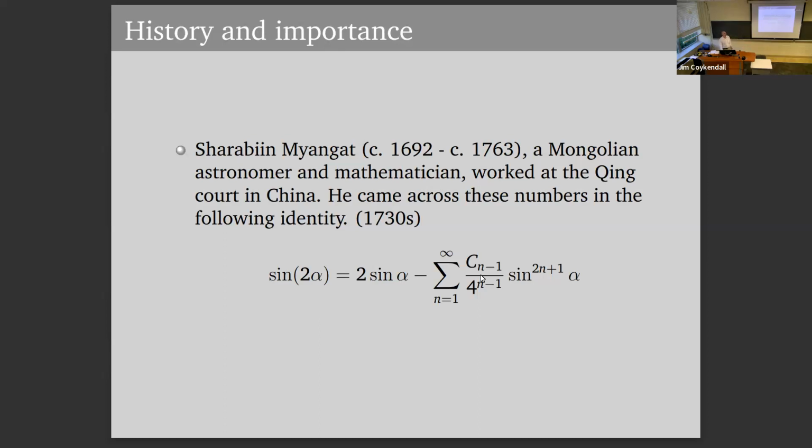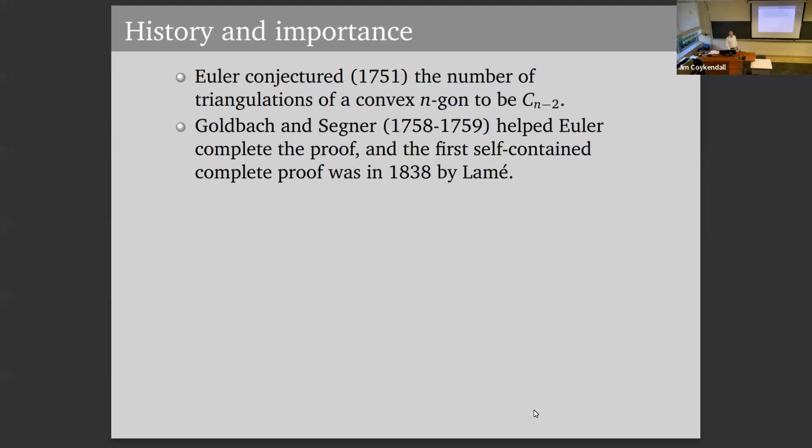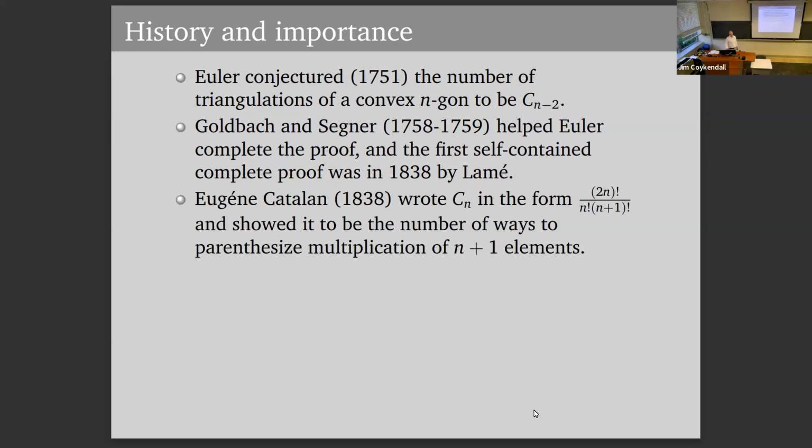So before we get into that, also some of the history of Catalan numbers. Apparently this Mongolian astronomer and mathematician in the 18th century came across these numbers in this identity for sine of 2 alpha in terms of powers of sine. Euler encountered these. He conjectured in 1751 the number of triangulations of a convex n-gon to be C n-2, one of the examples we saw. And Goldbach and Segner helped Euler complete the proof, and then the first self-contained complete proof was later. But they're named for Eugene Catalan, who wrote it in this form and showed it to be the number of ways to parenthesize multiplication.